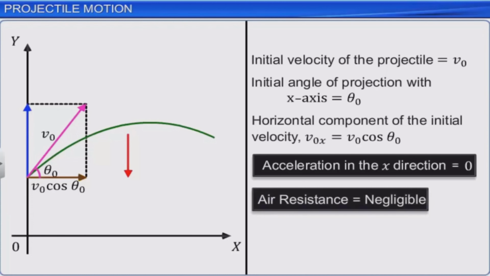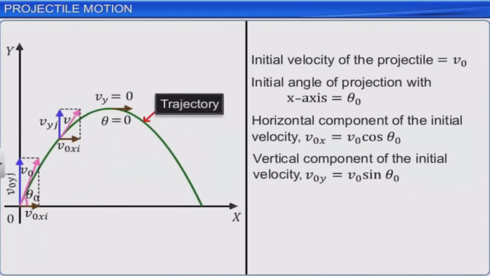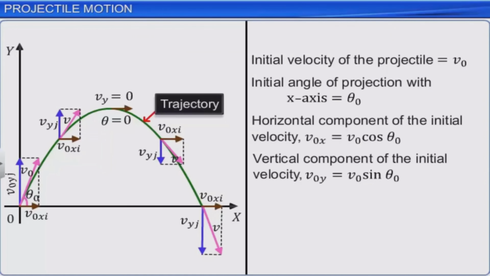The vertical component of the initial velocity, v0y, is equal to v0 sin θ0. This vertical component keeps on changing with its position and elapsed time of the projectile, as the vertical component of the projectile motion has an acceleration equal to the acceleration due to gravity. Here, a is equal to minus g j. ax is equal to 0, and ay is equal to minus g.